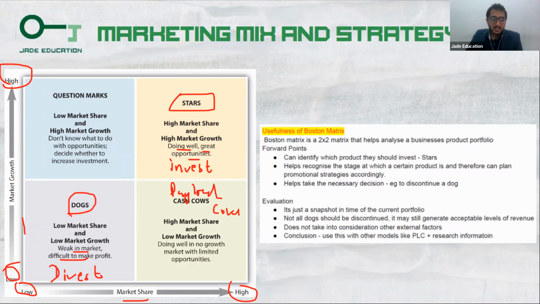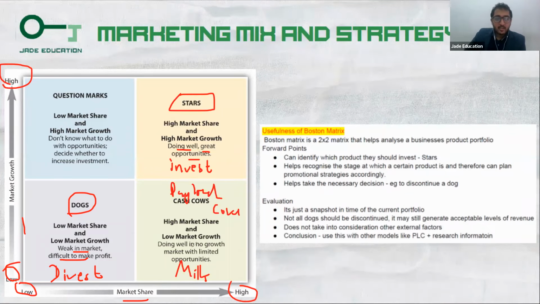But when the market is dying off, or it's lowering off, your strategy is milk. When I say milk, I mean milk the cow. Milk the cow before the cow dies. Get as much as you can from the cow, as far as you can. Cash cow, it's the payload.